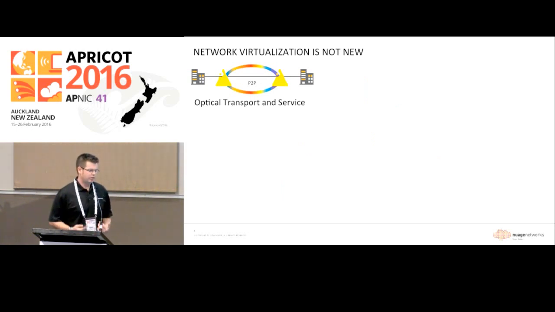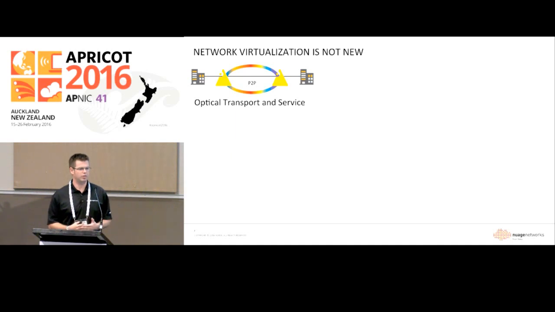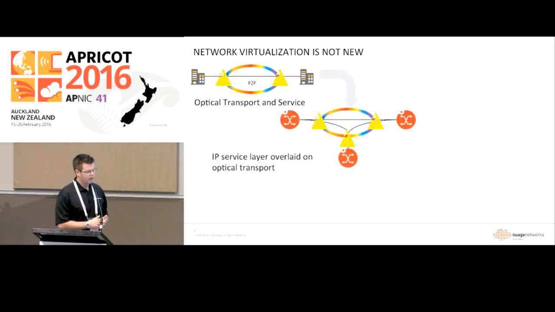And one of the other things I want to emphasize is that network virtualization is not really new, right? If you go back to pre-internet, or at least before I was really in the industry, the optical networks were our transport and our service. So we were buying point-to-point links. They were PDH, SDH, etc. These days, they're WDM wavelengths. At some stage, they were ATM. We overlaid IP on there as well.